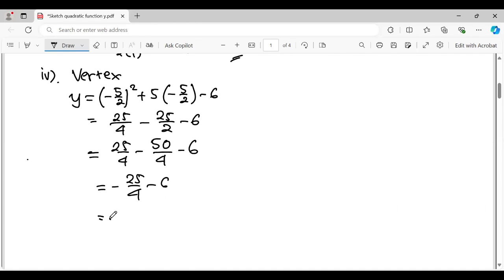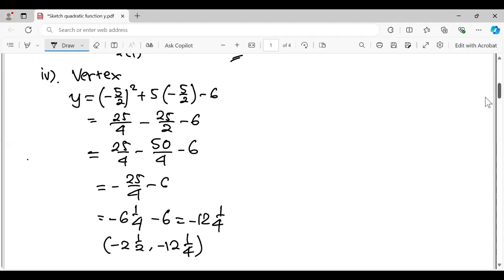It becomes minus 25 over 4 minus 6, which is minus 6 quarter minus 6 equals minus 12 a quarter. So the vertex is minus 5 half, comma, minus 12 and 1/4, or minus 12 quarter.